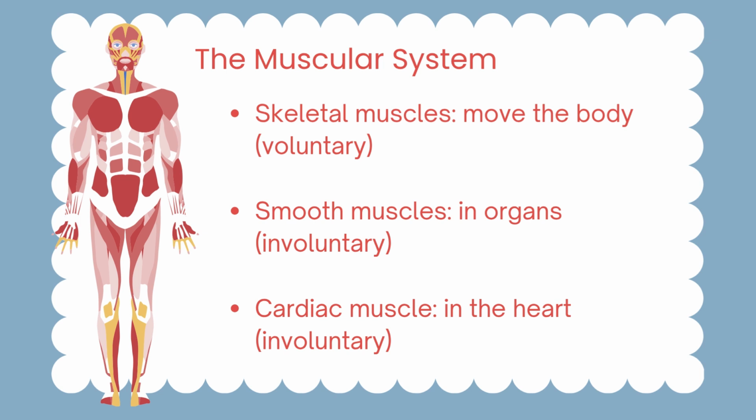The muscular system. We have three types of muscles. The skeletal muscles help us move and we can control them. That's basically our legs. You can control if you want to move your legs or not. Your smooth muscles are found in places like your stomach, and cardiac muscle is found in your heart and it works all the time without you thinking about it. So you can't really control it. It just moves on its own.